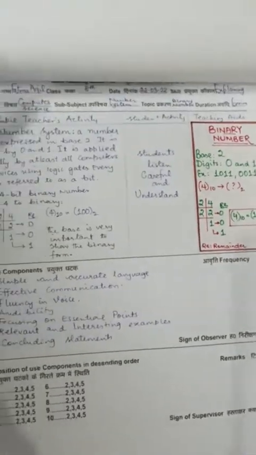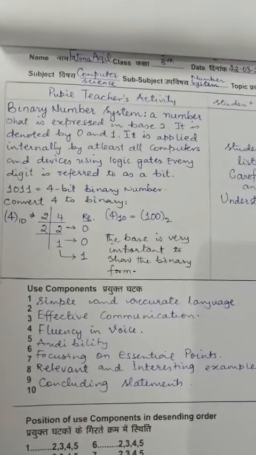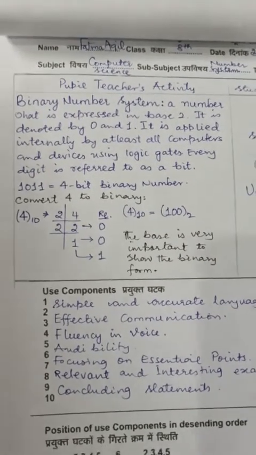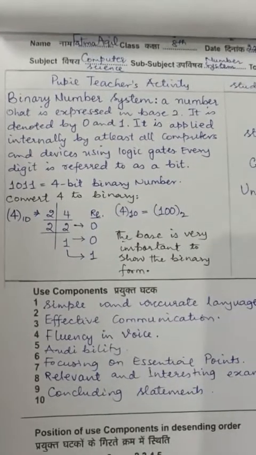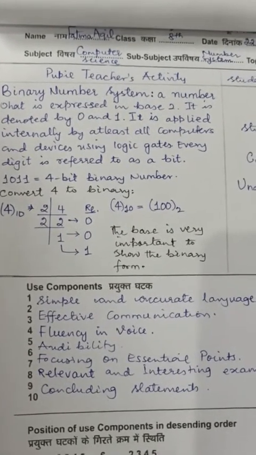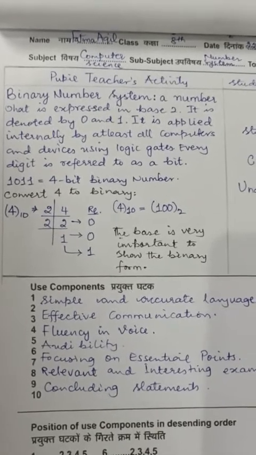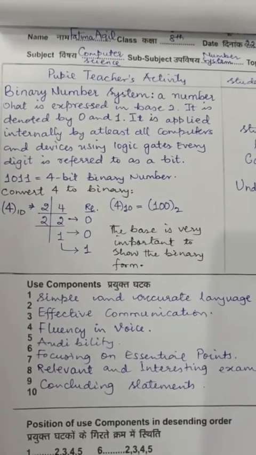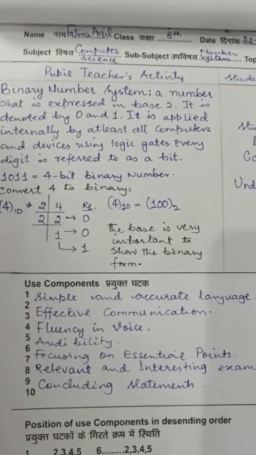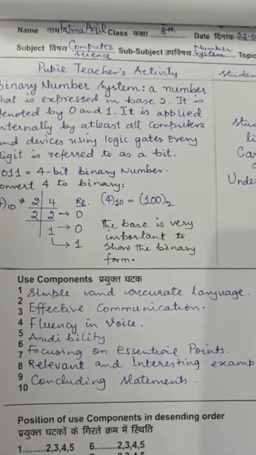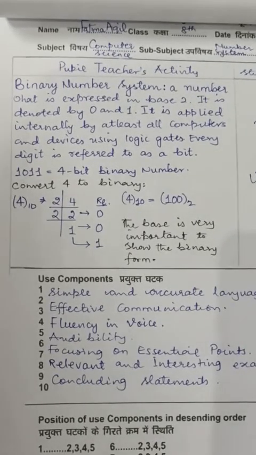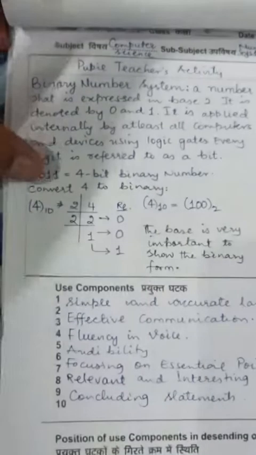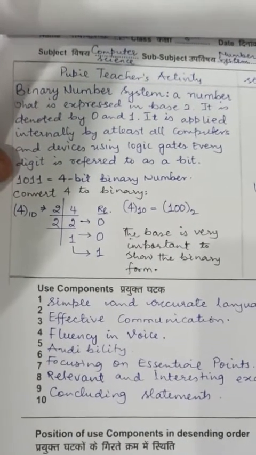Now let's move on. Our next skill here is explaining. We explain the topic very well in detail, but keep in mind that we have only 6 minutes, so detailed but yet brief. Binary number system: a number that is expressed in base 2. It is denoted by 0 and 1. It is applied internally by at least all computers and devices using logic gates. Every digit is referred to as a bit. Binary number systems are represented using only two digits, that is 0 and 1, and that is why it has a base of 2, because it has only two digits. And each digit is a bit. For example, 1011 is a 4-bit binary number.